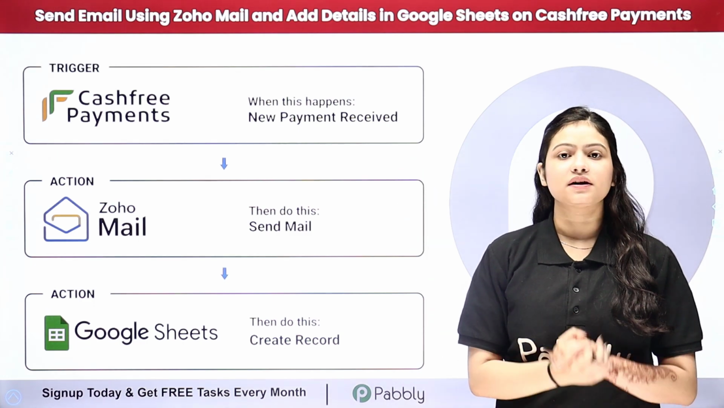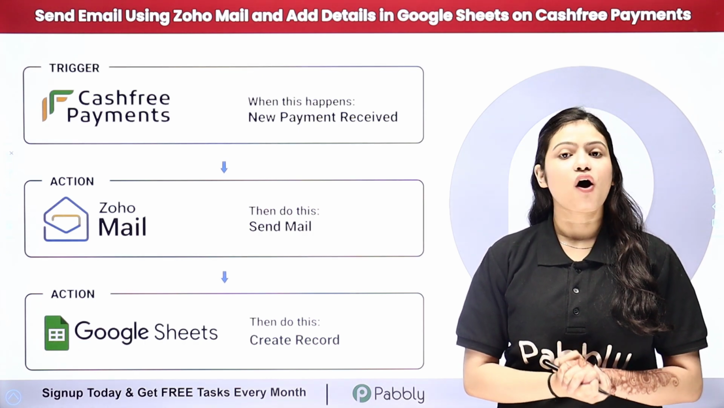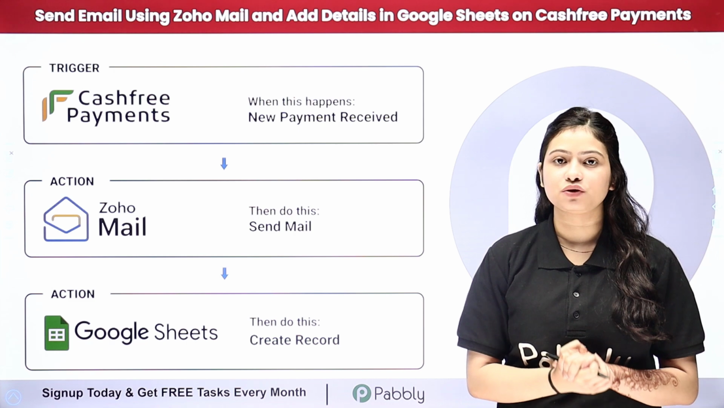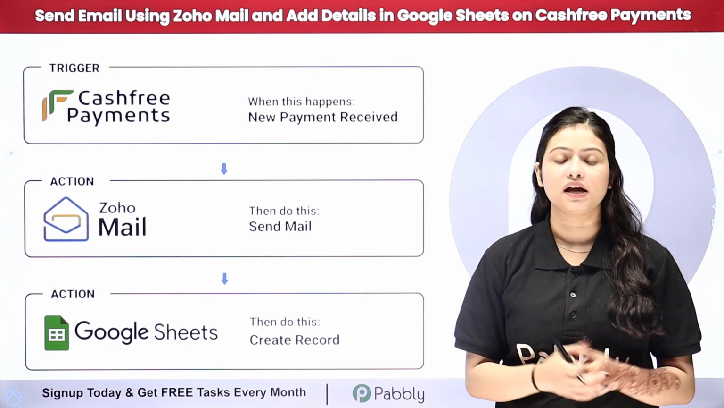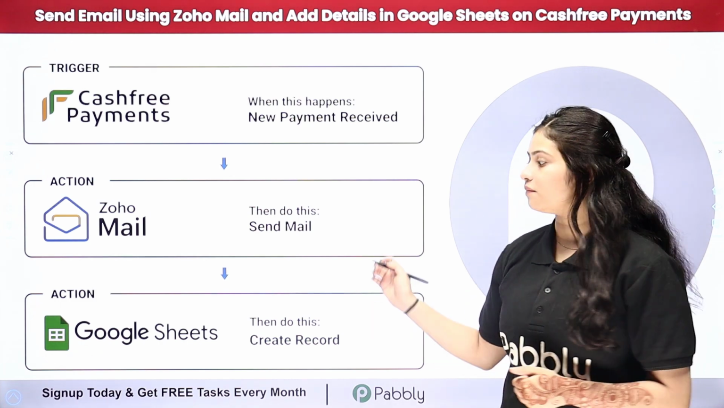I want that every time a customer purchases a product through my store and makes the payment through Cashfree, a confirmation mail should automatically be sent to that same customer using Zoho Mail. And also the details of the order as well as the customer should be systematically recorded in my Google Sheets.